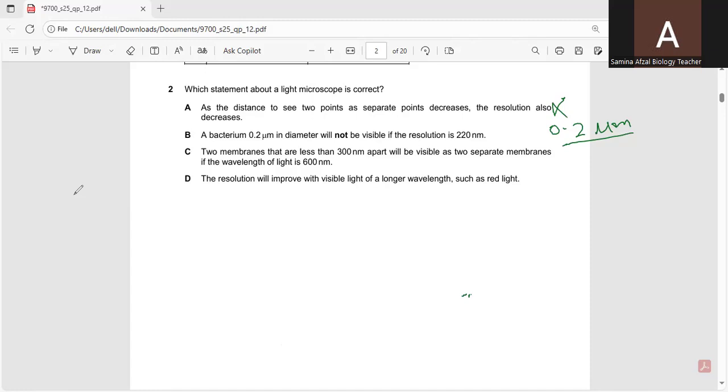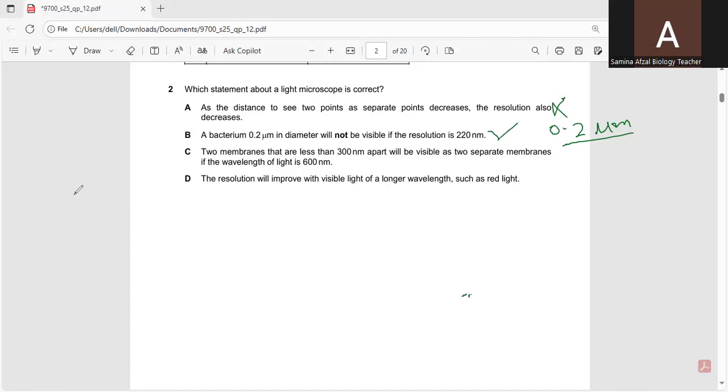So according to this, I would like to say that the statement is correct, because the resolution of the microscope is 220 nanometer. It can only distinguish objects that are 220 nanometer or further apart. So according to this, the statement is correct.